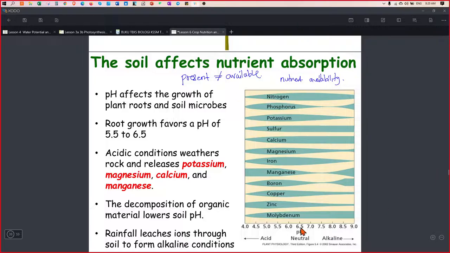is the pH. Okay, so let's look at here. This is the midline, this is pH neutral. As you can see here, when the pH is too acidic, like in here, meaning below 5 towards this side, much of the macronutrients are insufficient. But when it's too alkaline, as you can see here, much of the micronutrients are insufficient. So the best bet for the plant is to have slightly acidic conditions. It is around this region here.